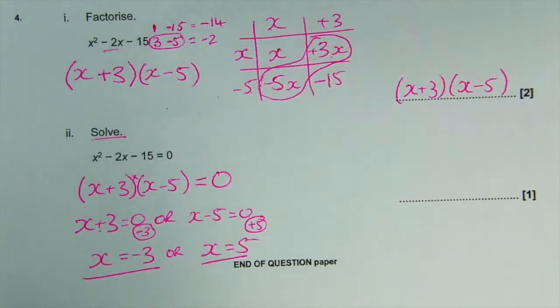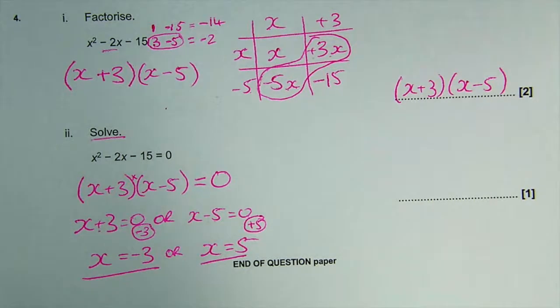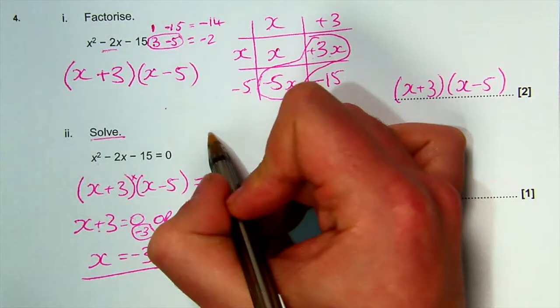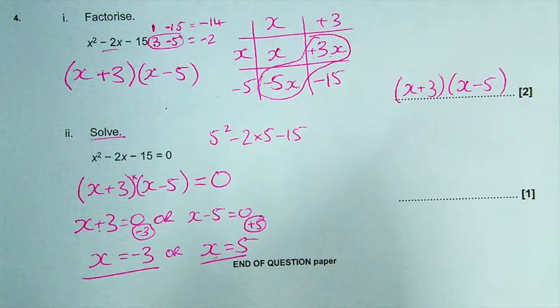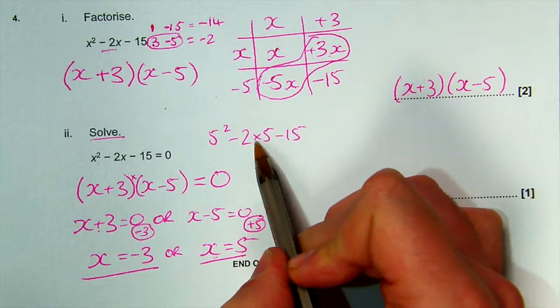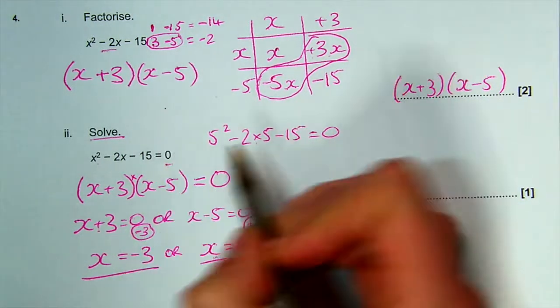Once again, as with lots and lots of algebra questions, there is a way to check our answers. I'll start with the positive one to make life a bit easier. Put the x equals 5 into the equation. So we've got 5 squared minus 2 times 5 minus 15. You could either type that into your calculator or work it out. 25 minus 10 minus 15 equals 0, which is what we wanted.